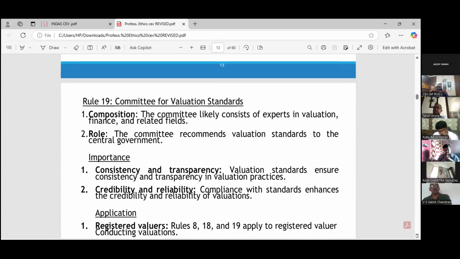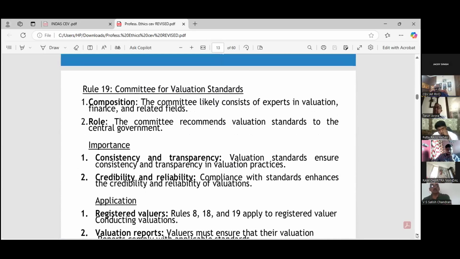And what is the committee? The Rule 19 committee for the valuation standards. In that committee, there is a composition. What is the composition? The committee likely consists of experts in valuation, finance, and related fields. What is the role of the committee? The committee recommends the valuation standards to the central government. It generally recommends what changes or what parameters you have to put.